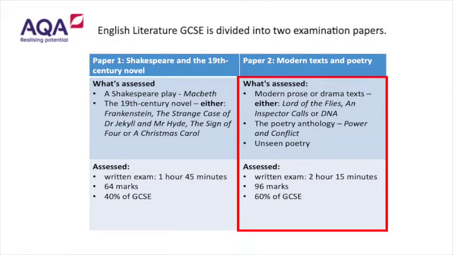Paper 2, however, will focus on modern texts and poetry. It is split into three sections. Section A, a modern prose or drama text, either Lord of the Flies or An Inspector Calls. We have sometimes used DNA. Section B will focus on poetry, especially the poetry anthology, Power and Conflict. Section C will focus on unseen poetry. Once again, this is a written exam. This time, however, it lasts 2 hours and 15 minutes, is worth 96 marks, and it makes up 60% of your literature GCSE.